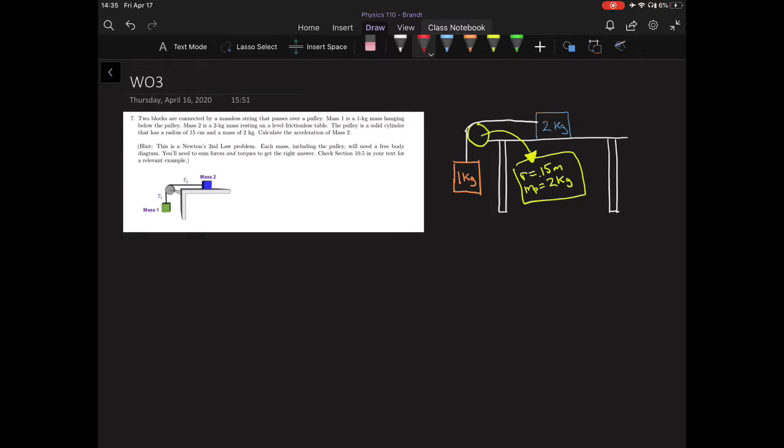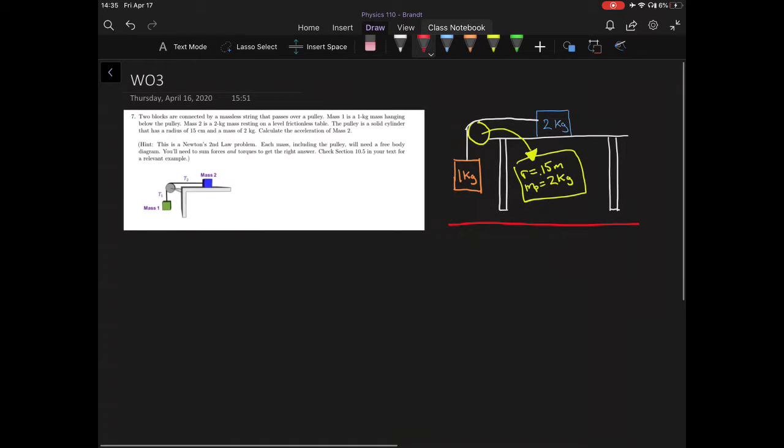All right, workout number 3 for lesson 28. I've redrawn the diagram here with all pertinent information coming out of the problem, but it is worth noting that this is a frictionless table. We'll need that in a second.